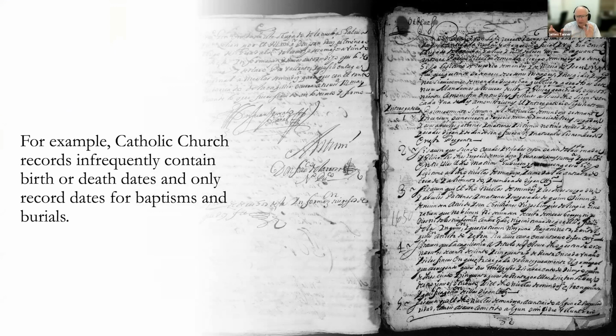So let's look at some of the kinds of records, the normal types of records that you would look at for births, marriages, and deaths, and see what we need to know about these records. For example, Catholic Church records infrequently contain birth or death dates. So they only record dates for baptisms and burials and marriages.